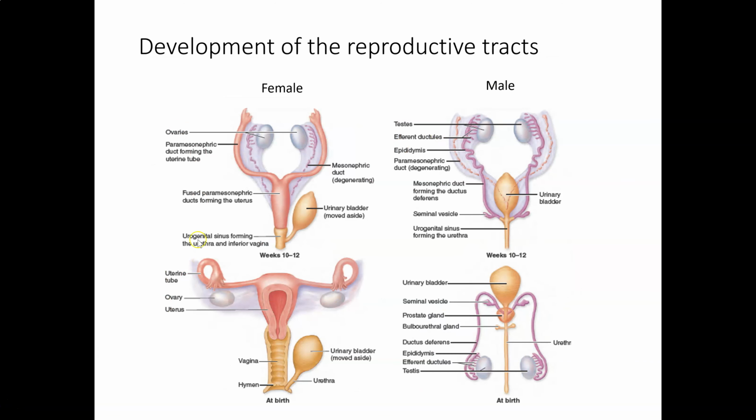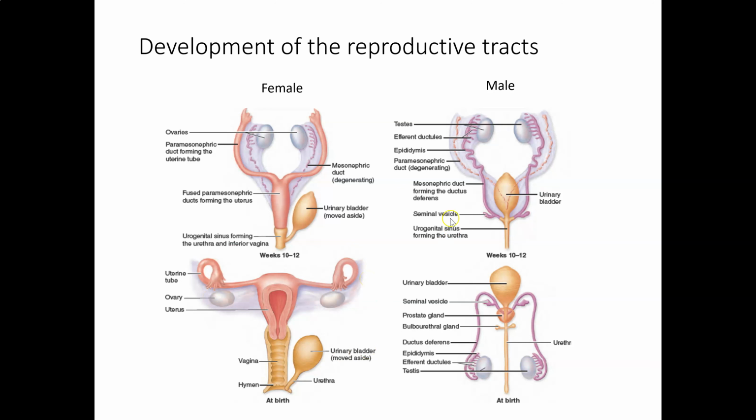Here is a further development of the reproductive ducts, right? You saw weeks 10 to 12 here, and then at birth, how those ductal systems are further developed. At birth, you can see the testes descend into the scrotum, becoming lower, right? And in the females, you have the further development of the vagina. But that's all internal, right?